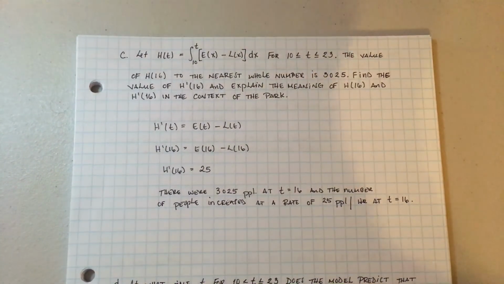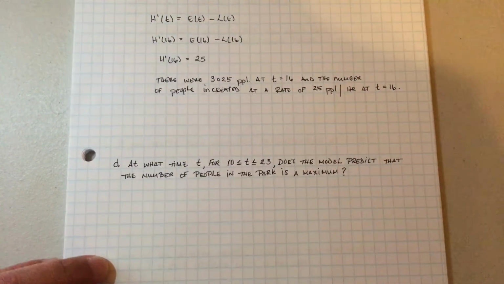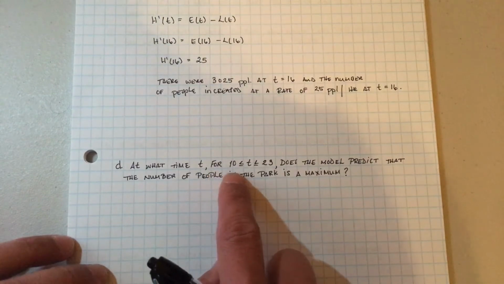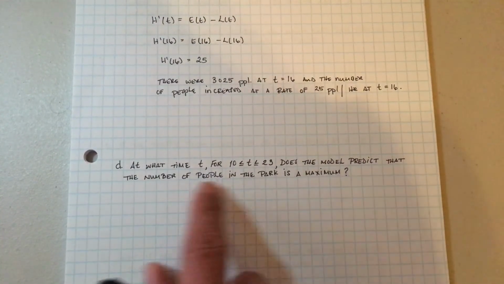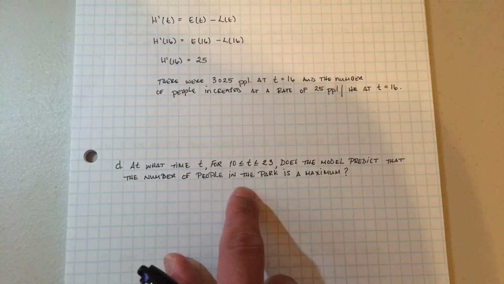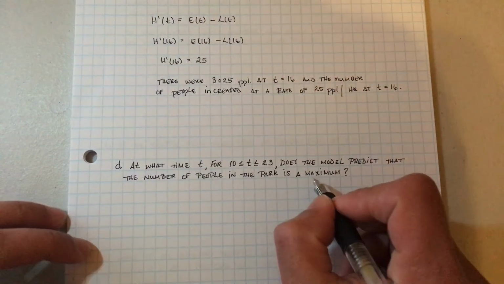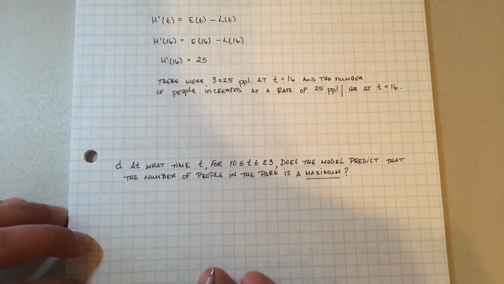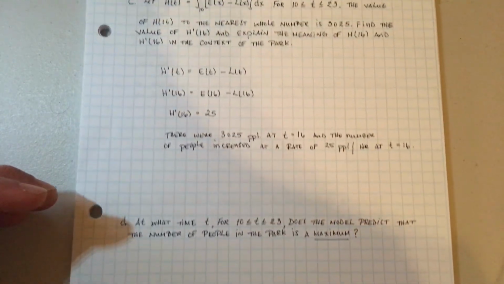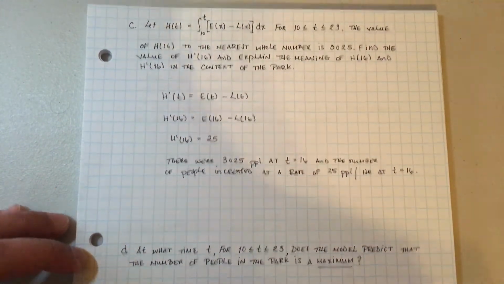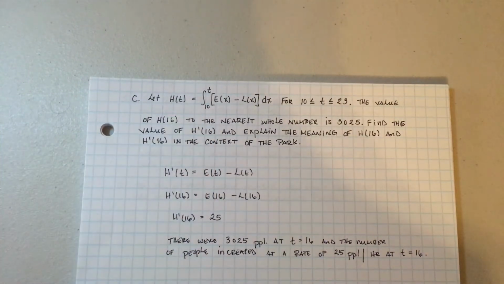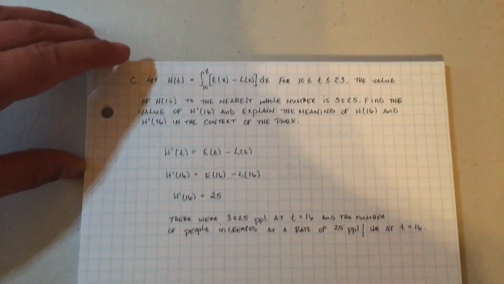All right, guys. Let's do another one. Letter D. It says, at what time t between this time interval does the model predict that the number of people in the park is a maximum? Okay, well, wait a minute. What model are you talking about? Remember, the one that they already gave us in part C. So you can see how these questions build upon each other.